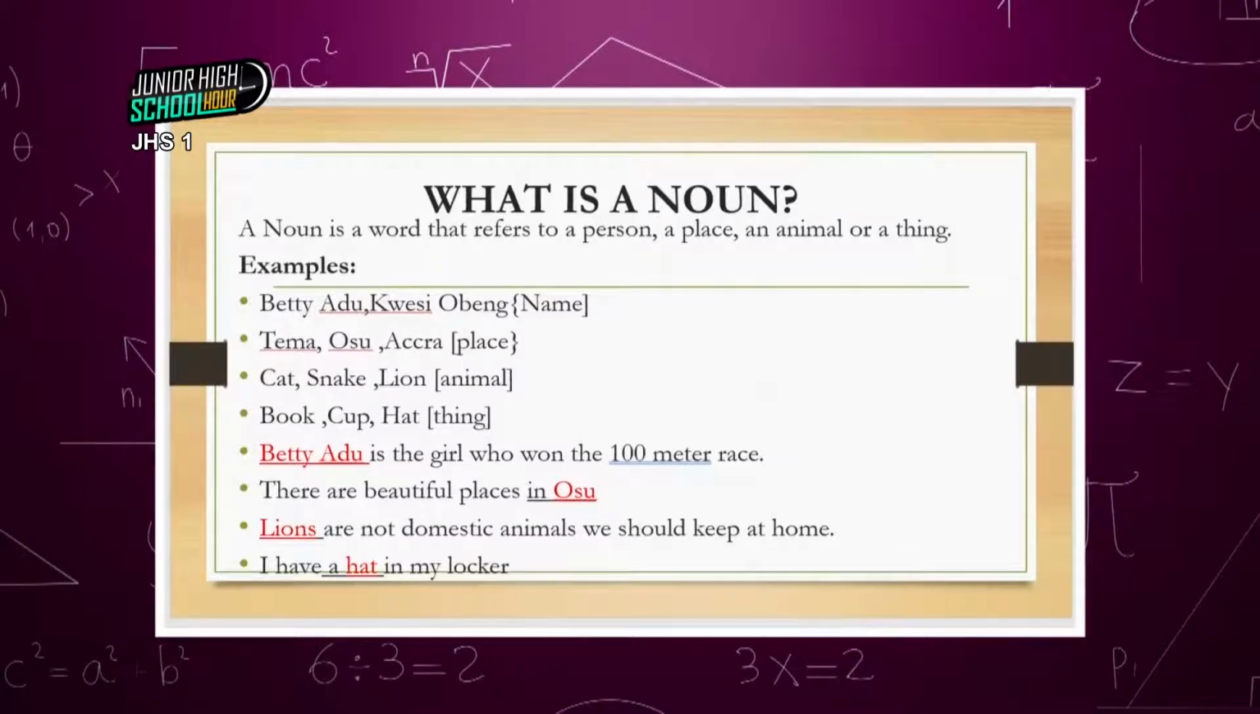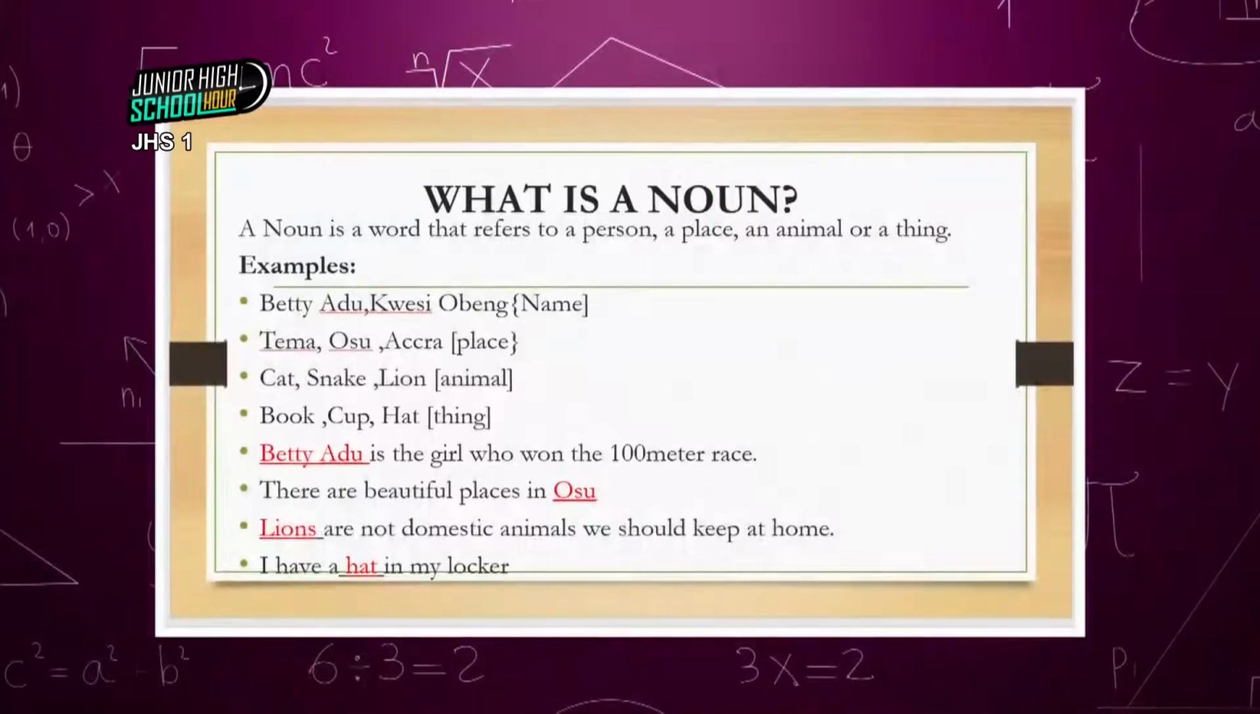So these are names of people. Then the next one, I have Tema, Osu, Accra. Into brackets, I have place. Then the next one, I have cat, snake, lion. Into brackets, I have animal. Then I have book, cap, and hat. Into brackets, things. Right, so I pick each of them and then I form simple sentences with them.